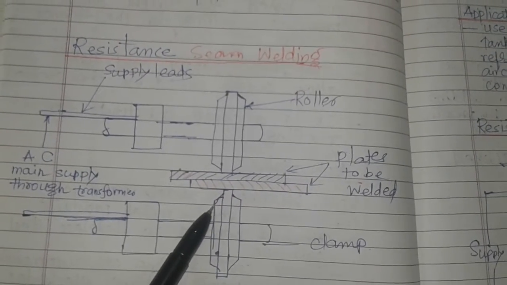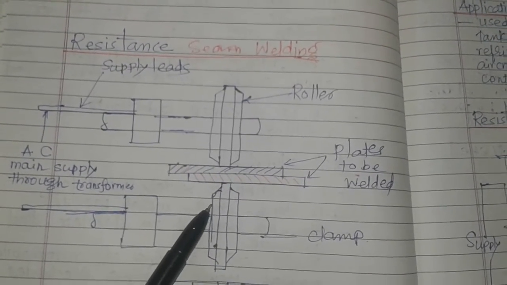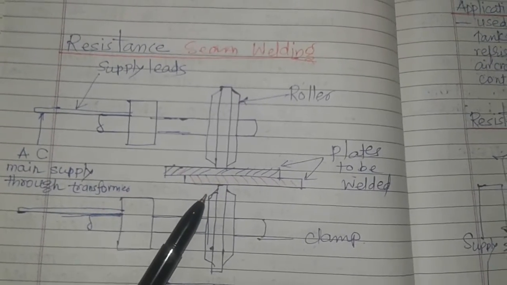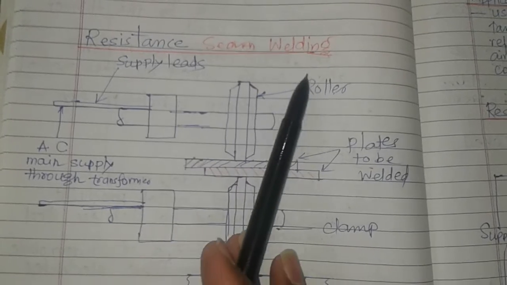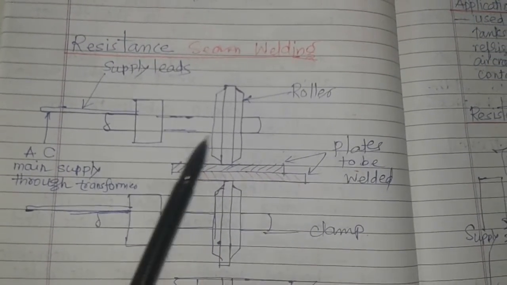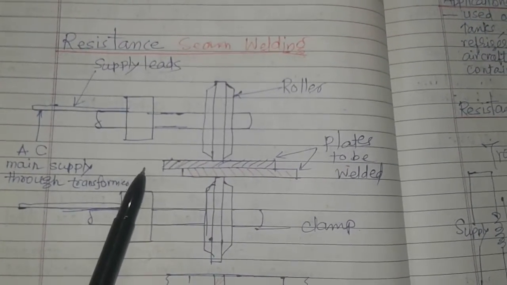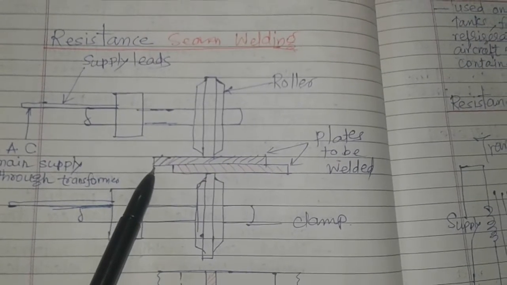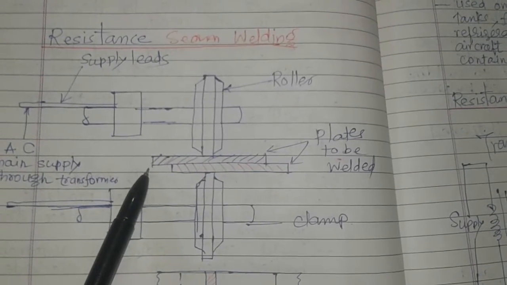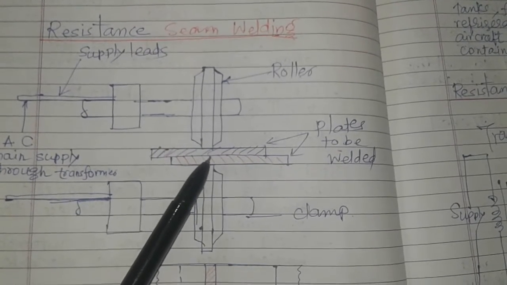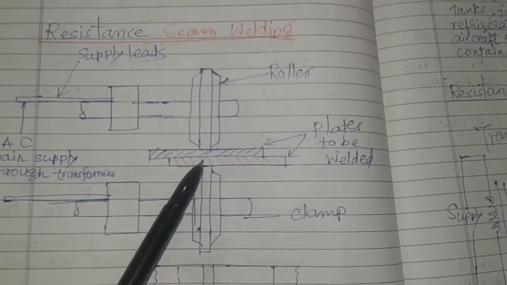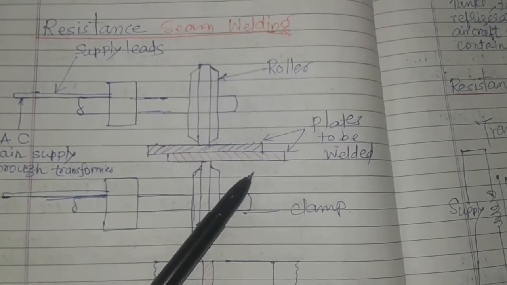So this is related to resistance seam welding, and it can be asked in the exam or question paper, like explain resistance seam welding, or on which formula this resistance seam welding creates the heat. That formula is H equal to I square R T.